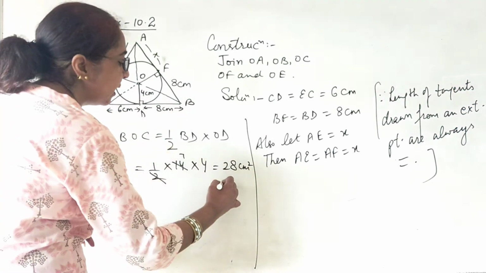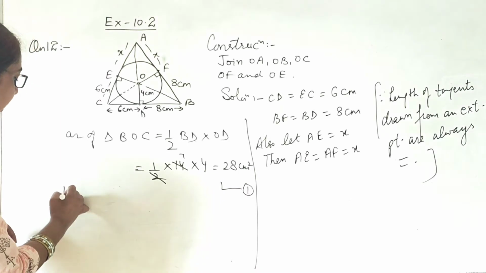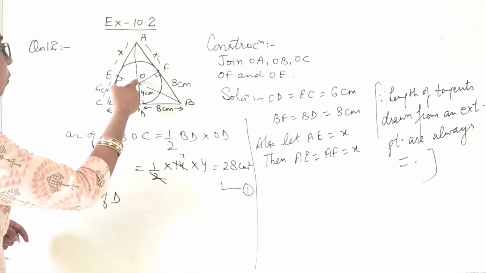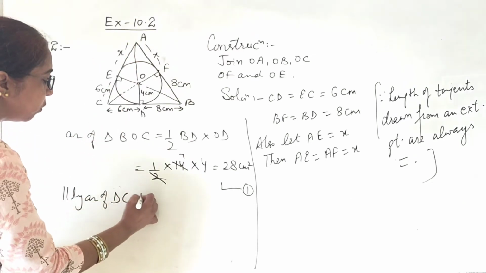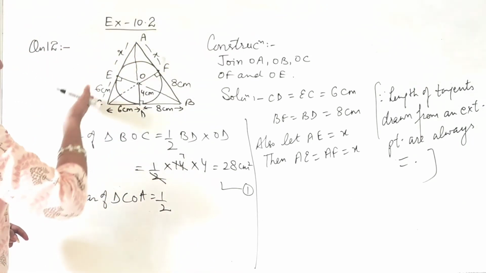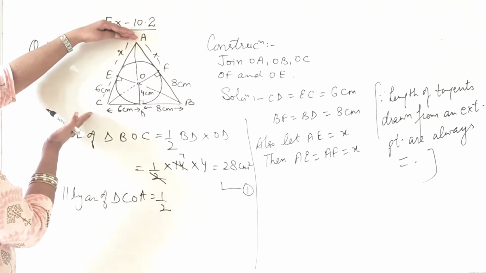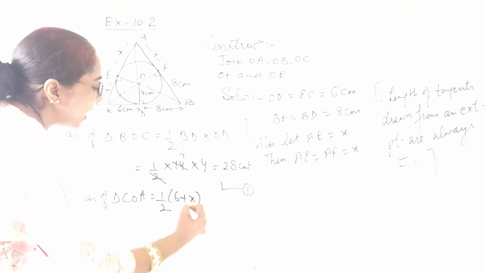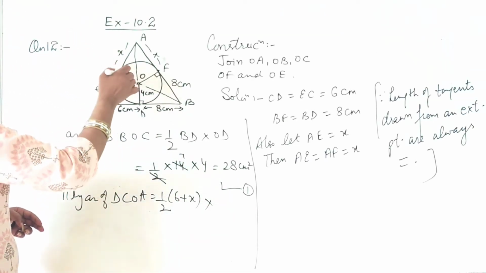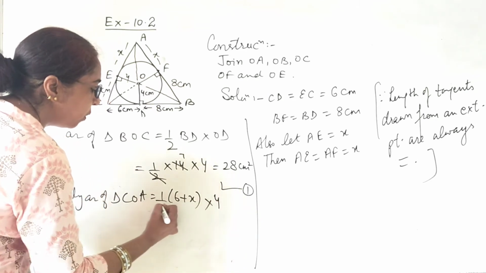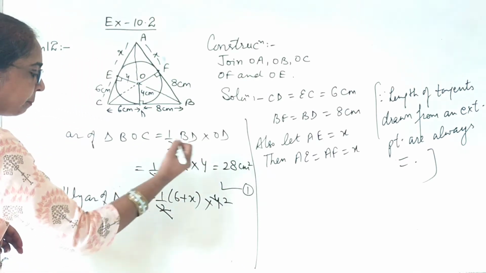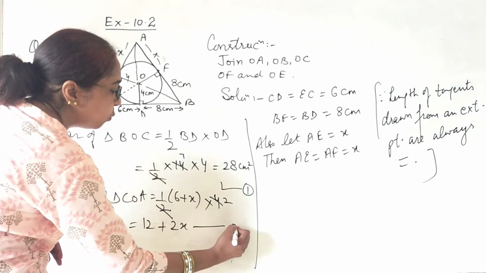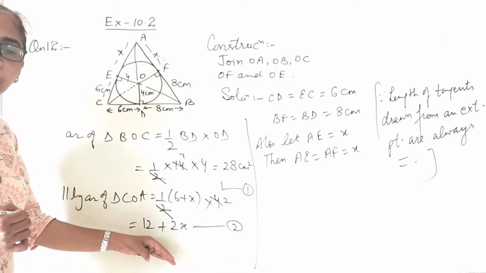Okay, so this is, let's say, number 1. Similarly, area of triangle COA. Triangle COA will be half into base. Now base is this AC and AC is x plus 6. So 6 plus x, and altitude is radius, that is 4. So into 4, this will cancel out. If I multiply inside the bracket, it will be 12 plus 2x. And this is equation number 2.